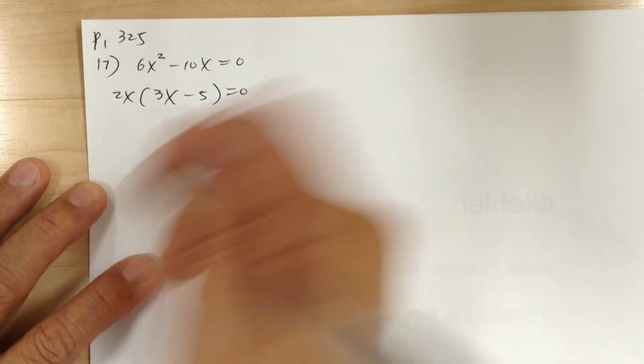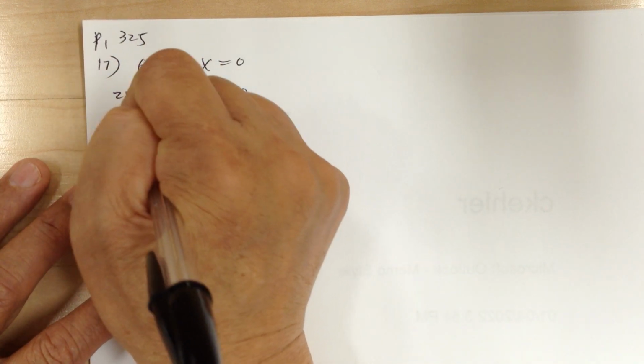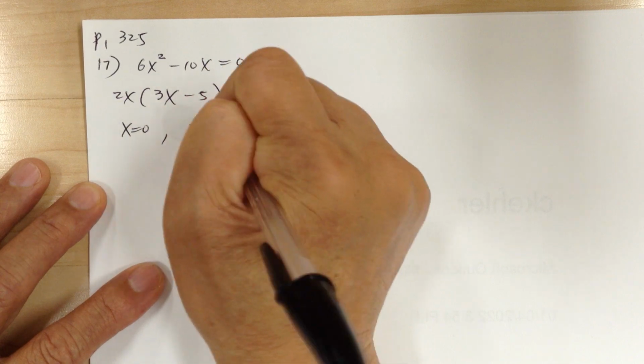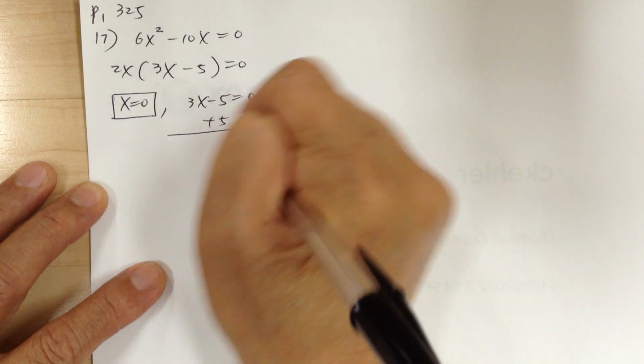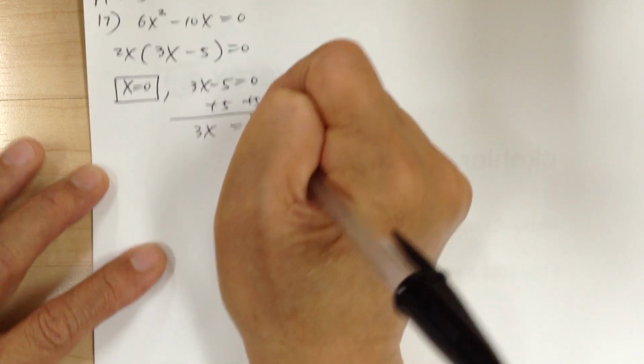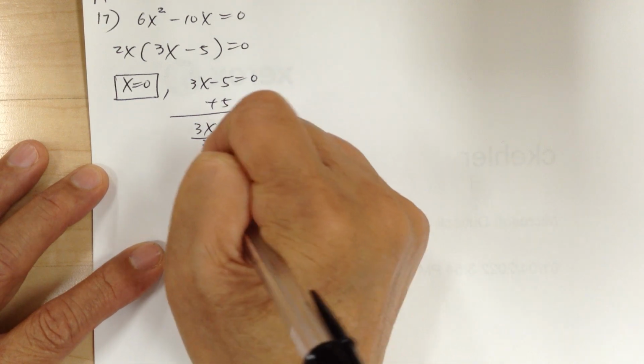Okay. Then after you set equal to 0, you don't have to worry about the 2 because 2 will never equal 0. So all you have to do is worry about the x. So you've got x equal to 0, 3x minus 5 equal to 0. And so this one is done already. This one you plus 5 on each side, so you get 3x equal to 5, divided by 3 on each side, so you get x equal to 5 over 3.